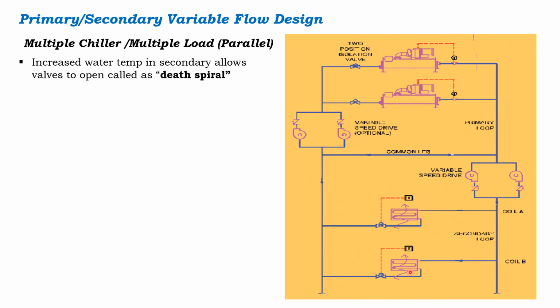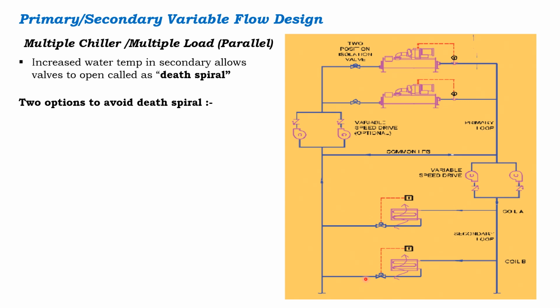If there is an issue wherein the secondary water is going into the primary, this increases the temperature over here. Let's say my chiller is designed for 7-degree outlet and 12-degree inlet. If the water over here is at 7 degrees and the return water is coming at 12 degrees, it increases the supply water temperature in the coil. This increases the opening of the control valves, and this random opening of the control valves is called the death spiral in HVAC language.